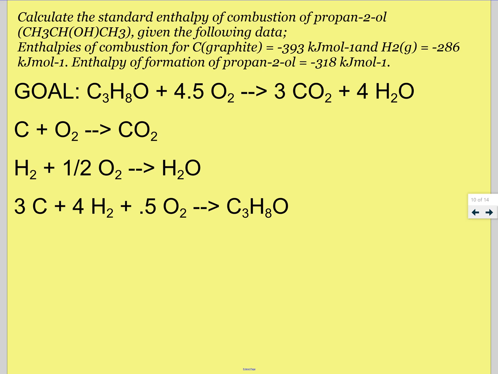So we're going to calculate the standard enthalpy of combustion for propane-2-ol. That means the alcohol group is on the second carbon. We're going to first write our combustion reaction. So we've got C1, 2, 3, and 1, 2, 3, 4, 5, 6, 7, 8 hydrogens, H8, and 1 oxygen.